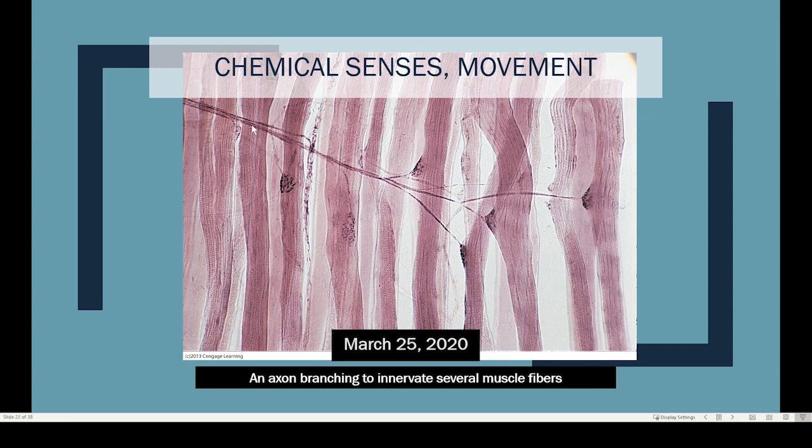Here's a picture. This is in the textbook. Here, this is the axon of a motor neuron. And you can see that it has several different branches, each one connecting to an individual muscle fiber. We'll talk about that in these slides, but just important to see that one axon of one motor neuron can connect to a bunch of different muscle fibers.